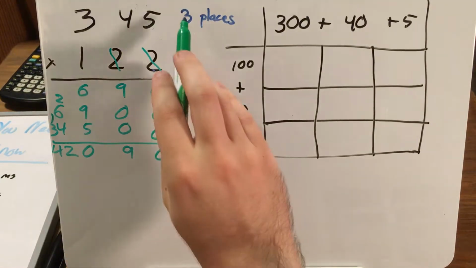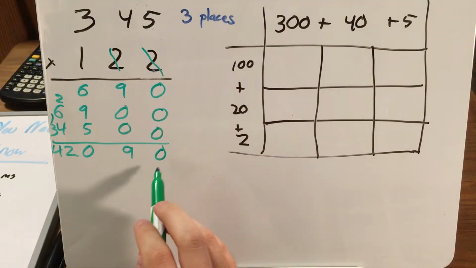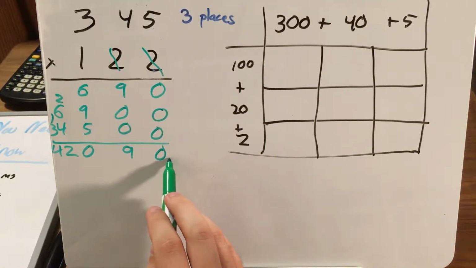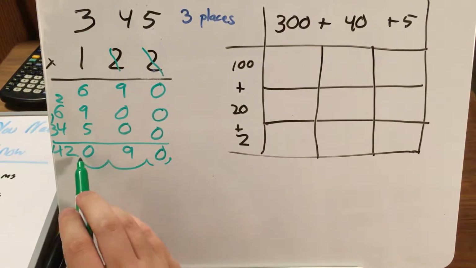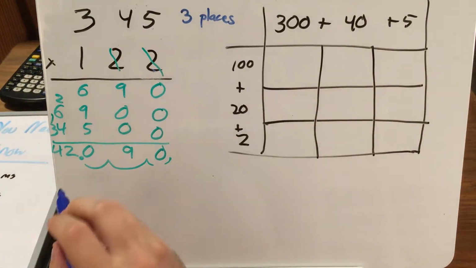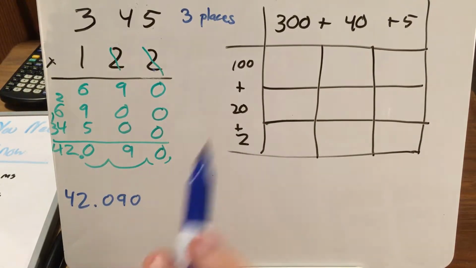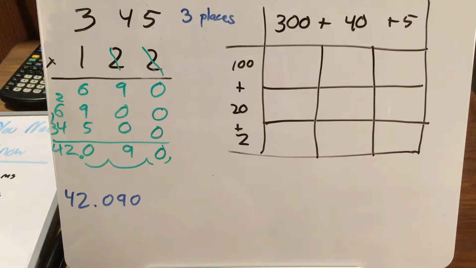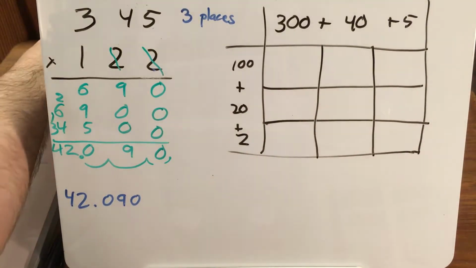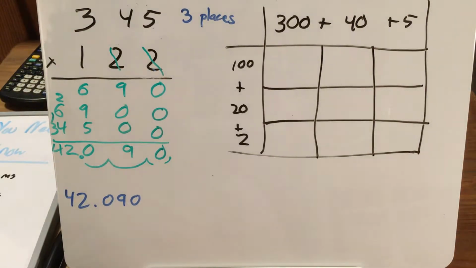And now I had 3 decimal places that I borrowed in order to make this problem easier for myself, and I need to put them back. So I'm going to take my decimal and move it over 1, 2, 3 spots. So I end up with 42.090. I'm going to use the box method to make sure I got the right answer, because it's good to have multiple methods in your head in order to check yourself.